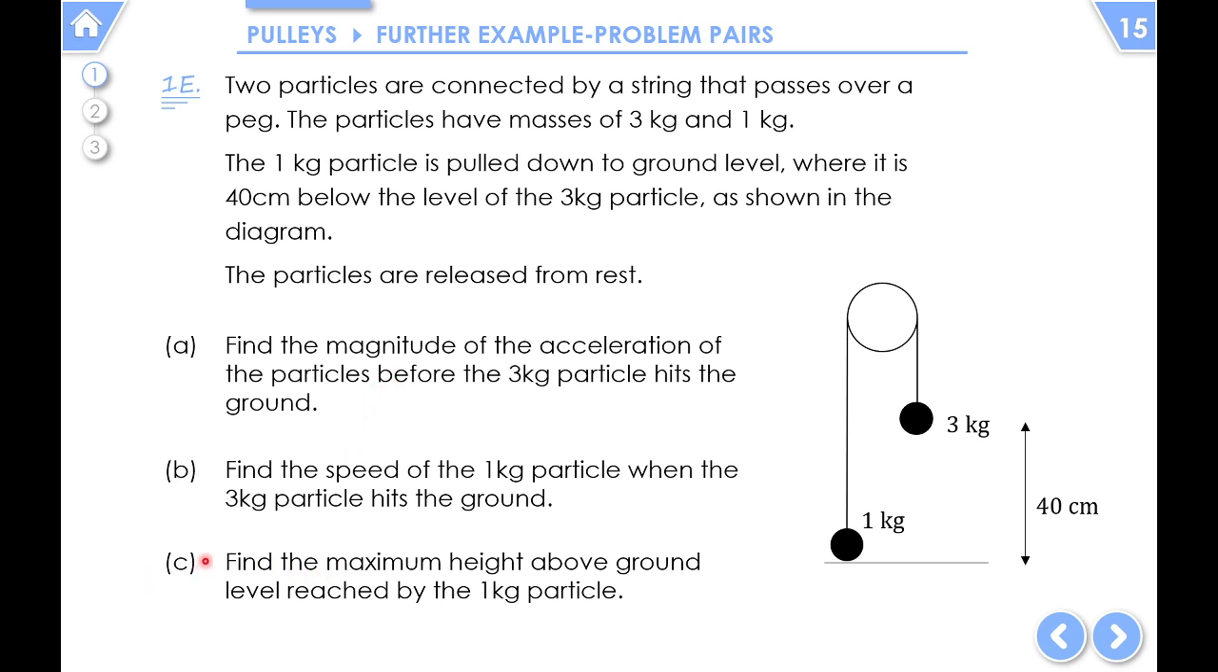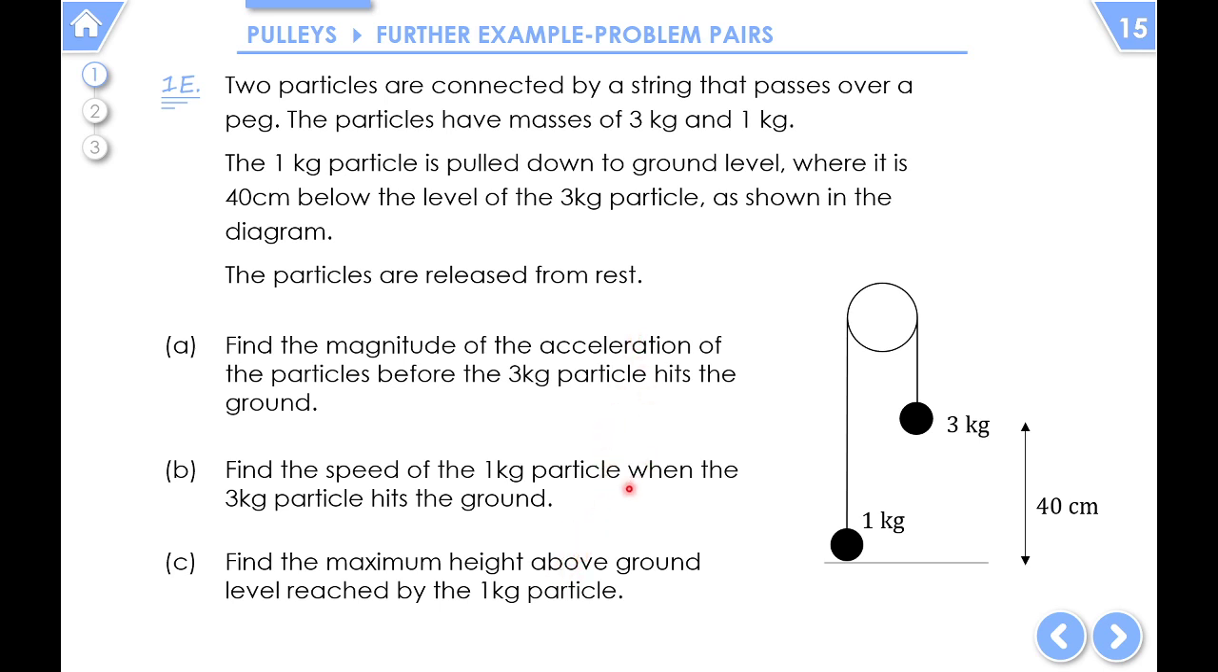The third one, part C, might introduce something that you might not have thought about before. So in terms of working out the magnitude of the acceleration, that's just going to be a simple force calculation. Part B, with the speed of the 1 kilogram particle hitting the ground, is going to be a bit of SUVAT, and the third part we'll talk about when we get to it.